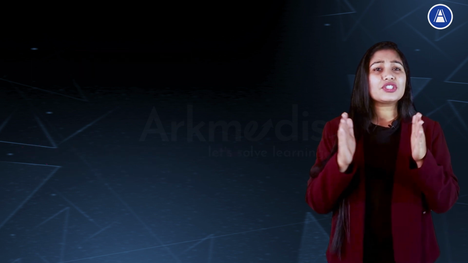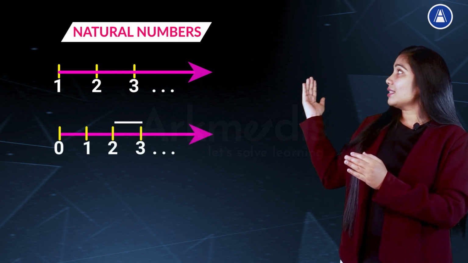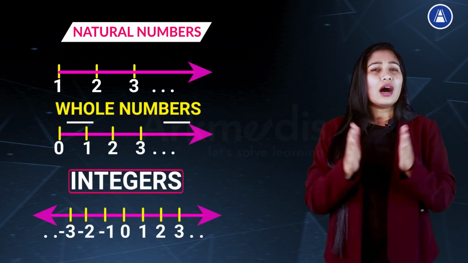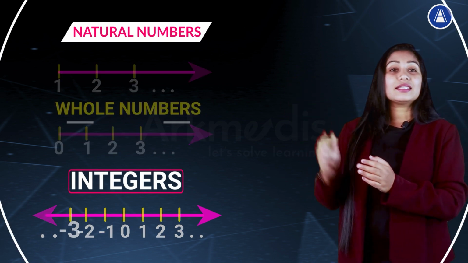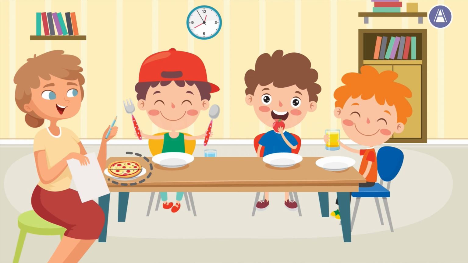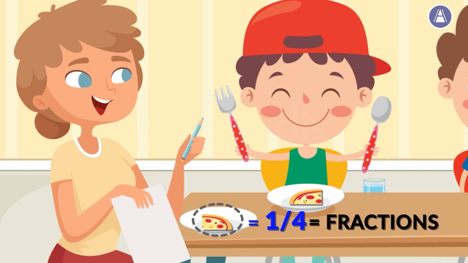If you observe these 3 number lines, that is number line of natural numbers, next whole numbers and integers, do you think are there any numbers lying in between 1 and 2 or -2 and -3? I have to share this pizza with my brothers. Okay, so each one gets one portion of pizza. This portion is called part of a whole. I got one piece out of 4 pieces. This can be represented as 1 by 4, isn't it? You know, these are called as fractions.